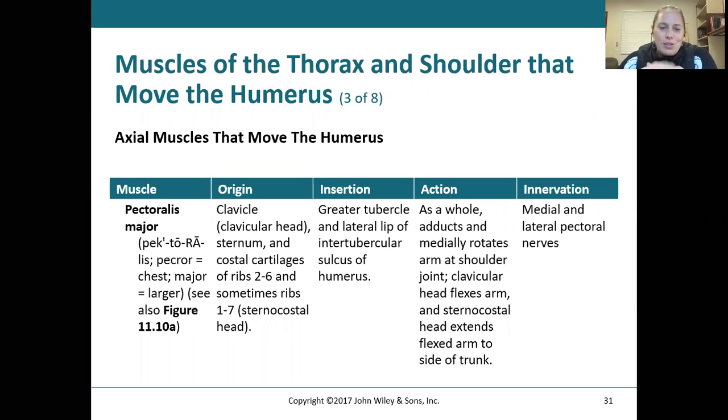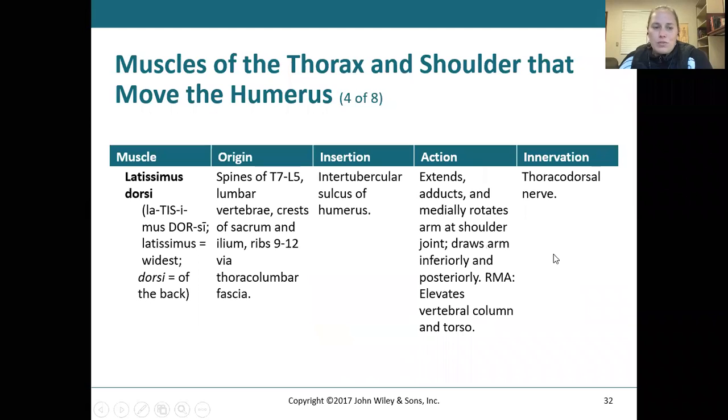The origin is the clavicular head and sternum and the costal cartilages of ribs 2 through 6. The insertion is the greater tubercle and lateral lip of the intertubercular sulcus of the humerus. Its action adducts and medially rotates the arm at the shoulder. Its innervation is the medial and lateral pectoral nerves.